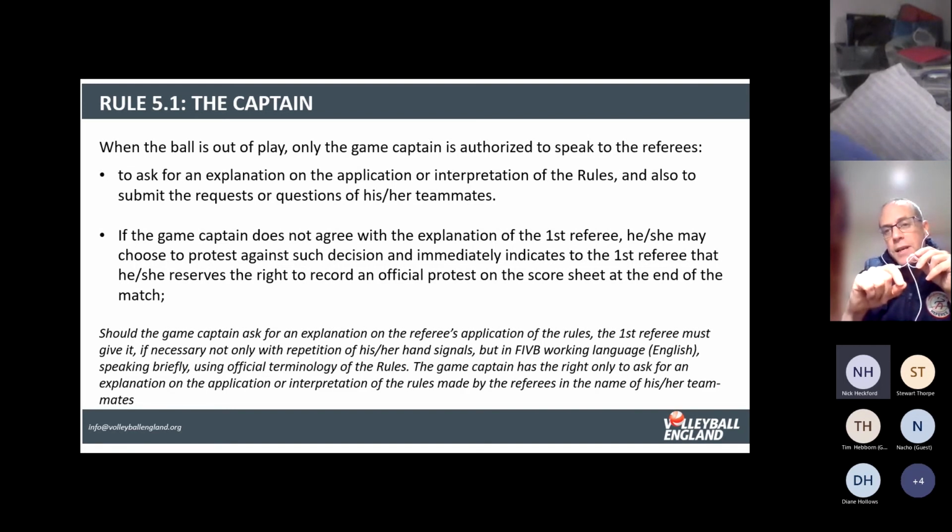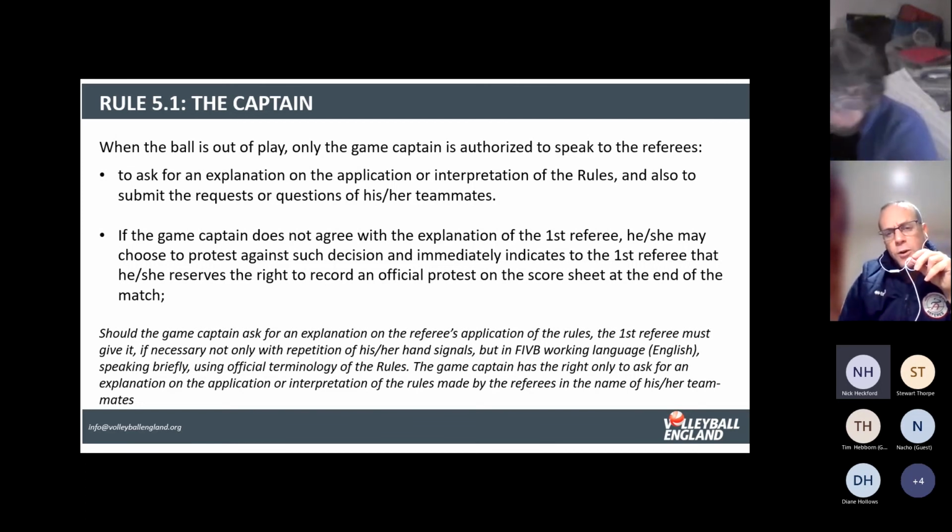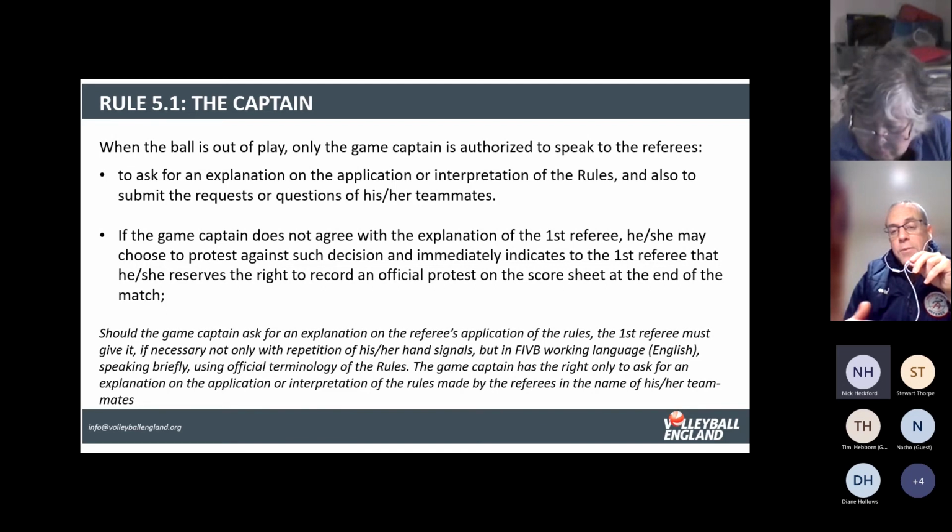So if you've completely misinterpreted the rule and you've got the rule wrong, then you could get a protest. But if it's just because you decided that the application of the rule was slightly different in your opinion, then that's not really a point for protest. So it's very, very clear on this one. Team captains should not try and protest against things like ball handling, for example. They're on a hiding to nothing. They can't do it for a start. So don't get into lengthy conversations about things like ball handling.